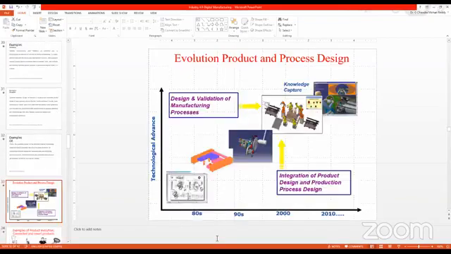Next, evolution of product and process design. If you see, in the 80s, you're visualizing the design in a drawing. Then over a period of time, you have computer aided design, and then seeing it. The next stage is assembling them and then seeing them in simulation. And then you have moved to a situation where you are integrating with real-time data and seeing it in the form of a digital twin.